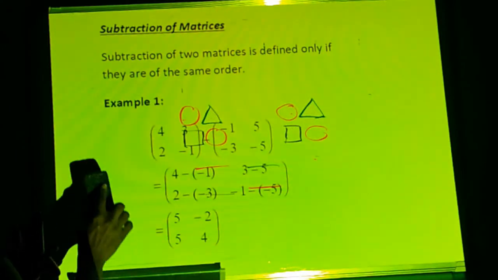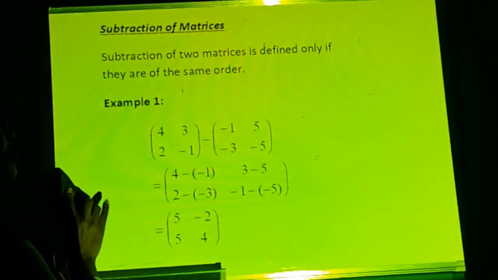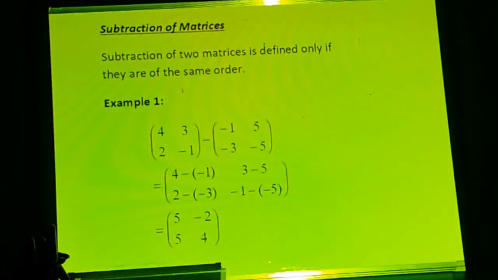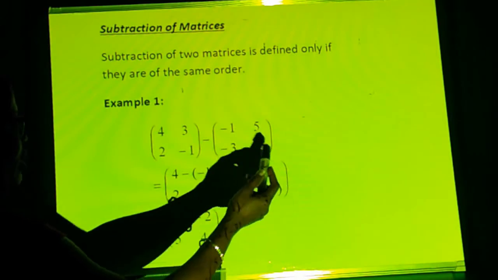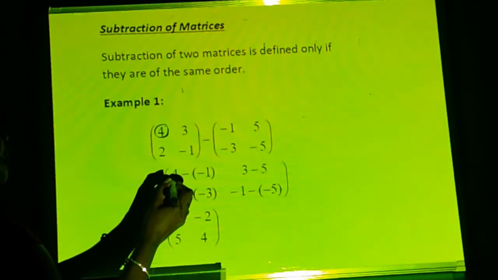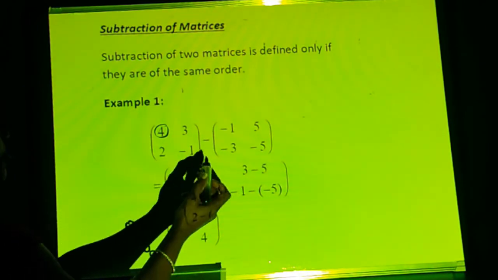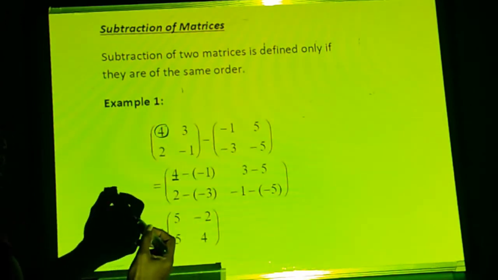Moving on. The way we treat addition is the same way we treat subtraction of matrices. So, subtraction of 2 matrices is defined only if they are of the same order or same size. Again, this is a 2 by 2, this is a 2 by 2 matrix. So, 4 is this 4. Then don't forget the minus sign between the brackets and negative 1.